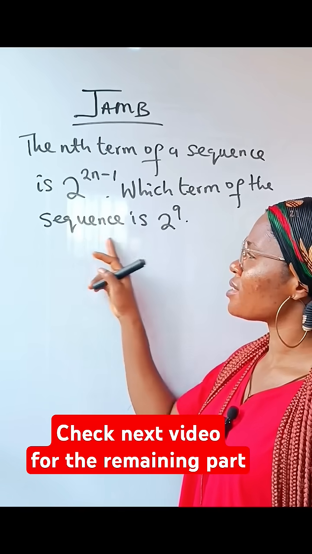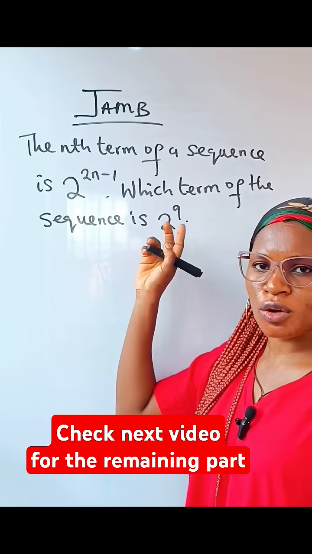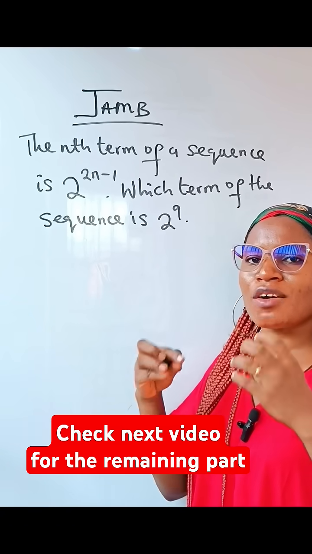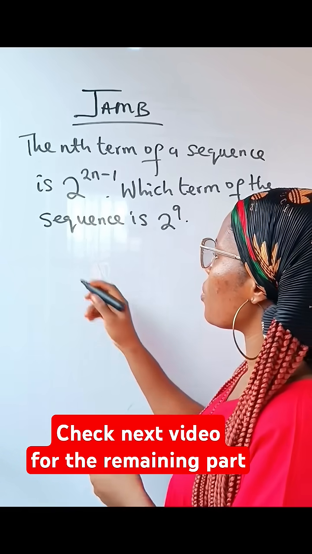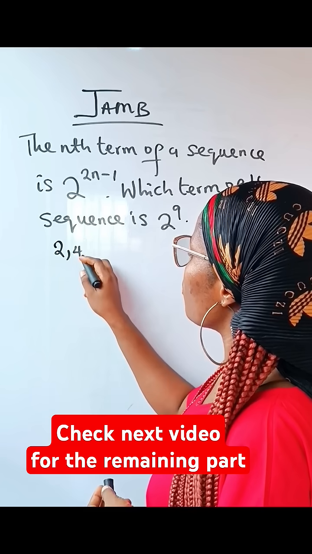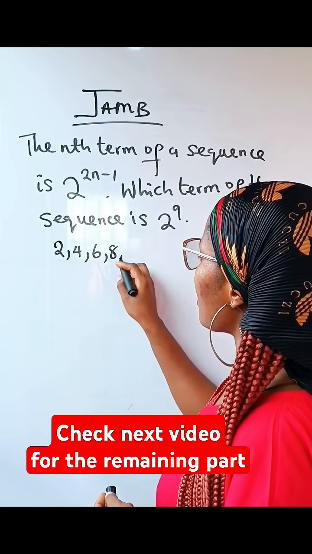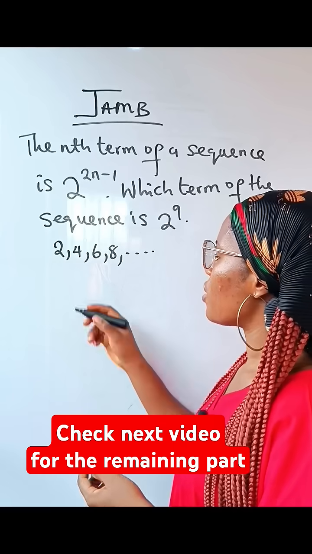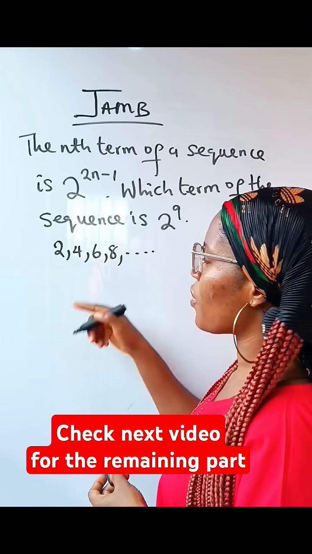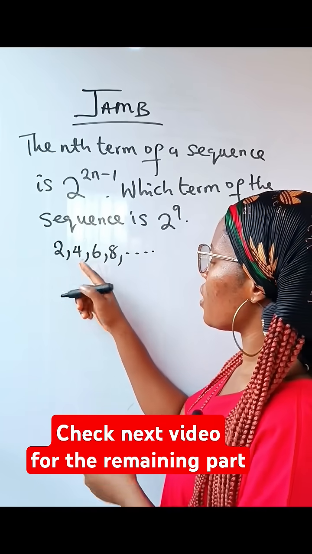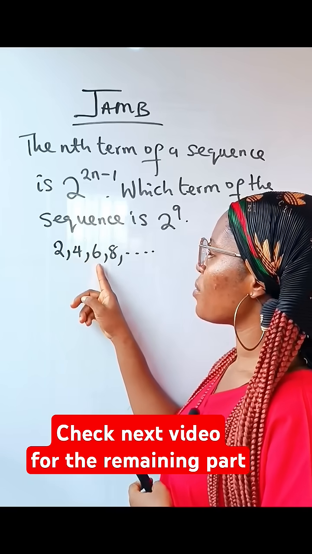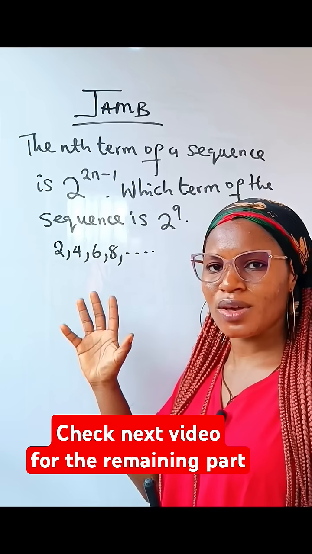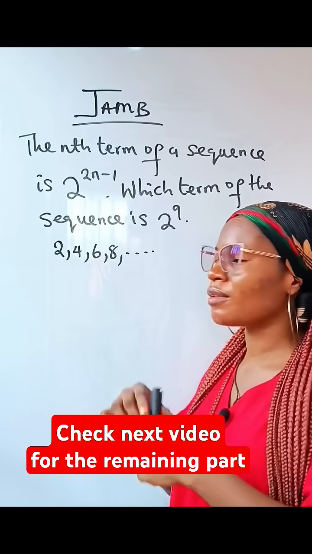You need to understand what a sequence is for you to be able to solve this. Now, a sequence is a set of numbers that follows a particular pattern. For example, if I say 2, 4, 6, 8, and this continues, this is a sequence. Why? Because if I add 2 to any of them, I'll get the next one. 2 plus 2 will give me 4, 4 plus 2 will give me 6, 6 plus 2 will give me 8. You can see it's a sequence, it is organized, it is following a pattern.